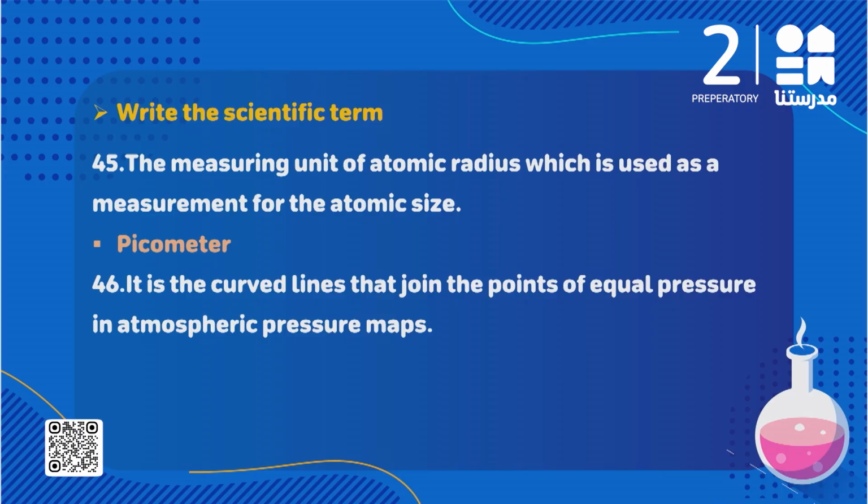The curved lines that join the points of equal pressure in atmospheric pressure maps, they are called what? They are called isobars. So the isobars, they are the curved lines in the atmospheric pressure maps that join the points of equal pressure in a specific area.